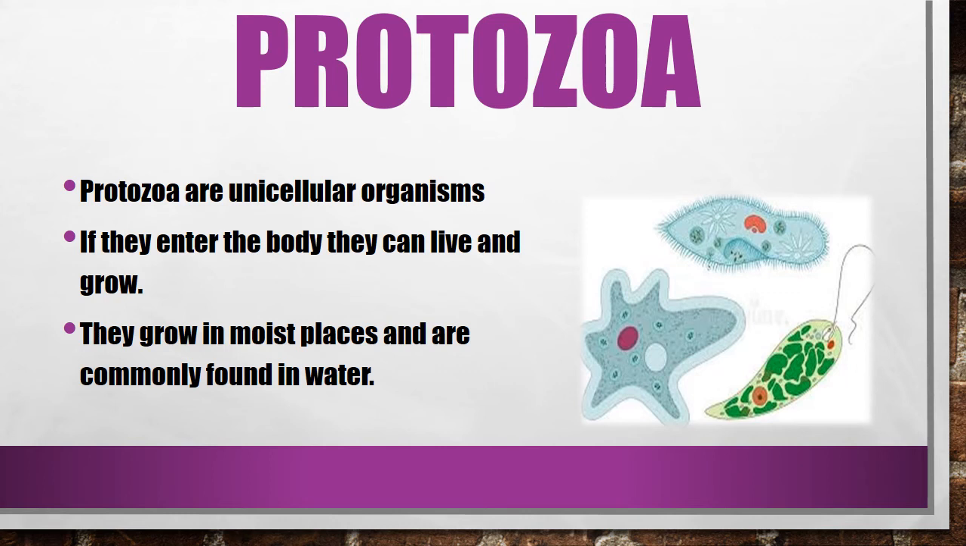Protozoa are unicellular organisms. If they enter the body, they can live and grow. They grow in moist places and are commonly found in water. So basically, protozoa cause waterborne diseases. They are mostly found in places where there is moisture and a lot of water. If they enter the body, they start to live and grow in the body. And protozoa are unicellular, which means that their body is made up of one cell.